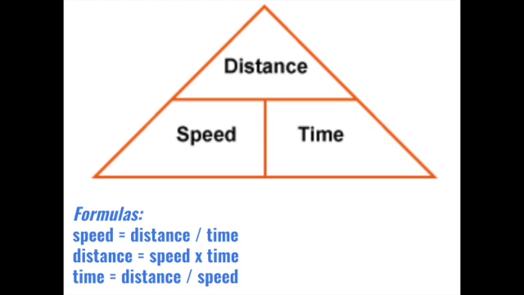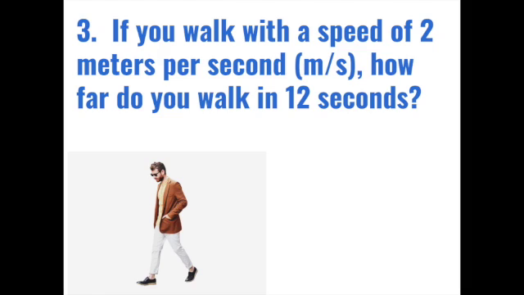So let's see, of the 3 variables, we have 2 of them here. We have a speed and we have a time. So what we're going to do is use distance equals speed times time, because we're looking at how far we walk. Or we could also use good old common sense. Sometimes in physics, just go back to good old common sense to figure out these speed problems.